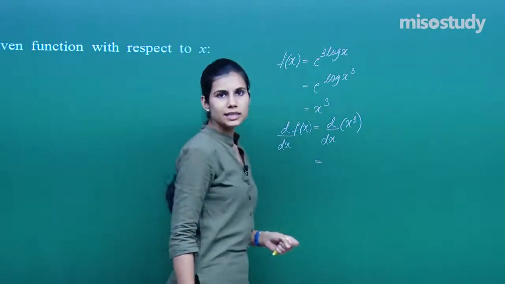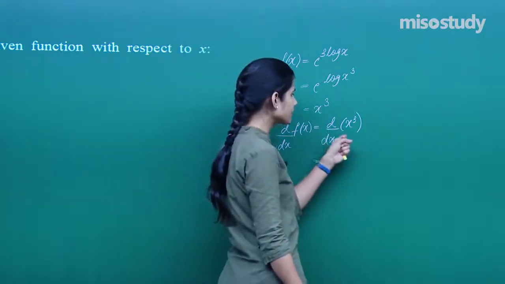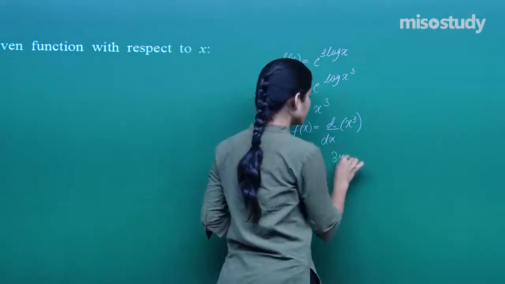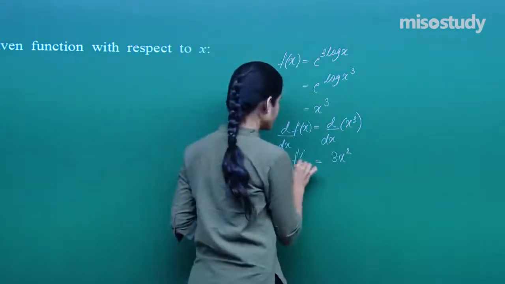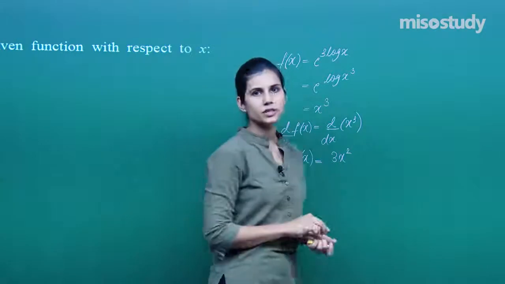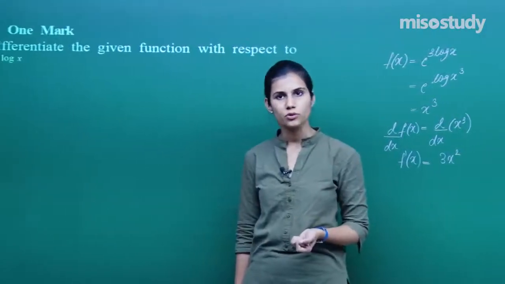You know that d by dx of x to the power n is n into x to the power n minus 1. So d by dx of x cube is 3 into x to the power 3 minus 1, which is 3x square, and therefore f dash x, that is differentiation of fx with respect to x, where fx is e to the power 3 log x, is 3x square.